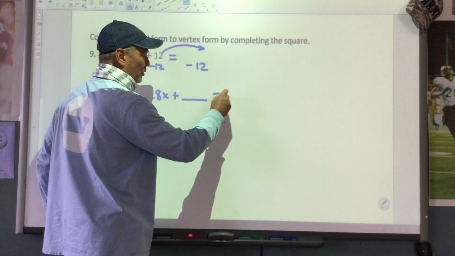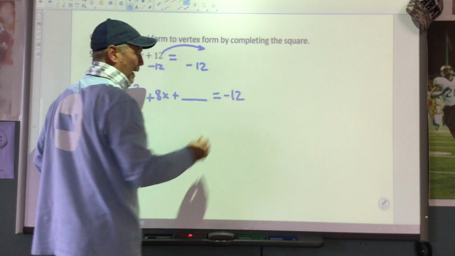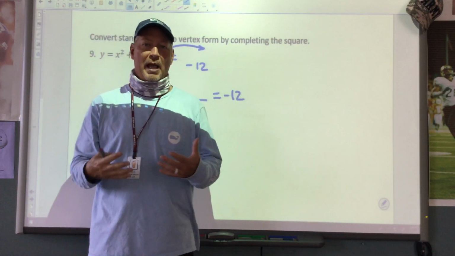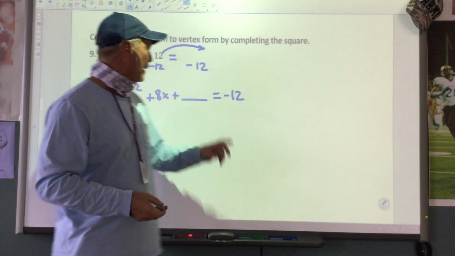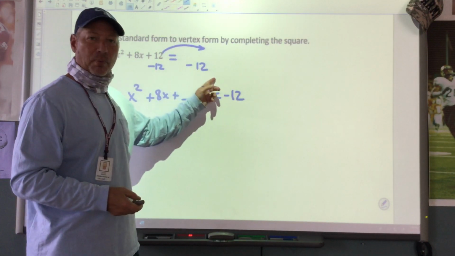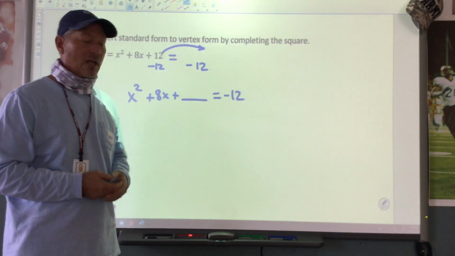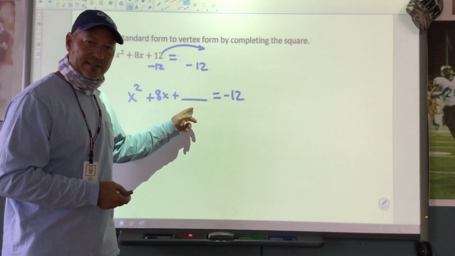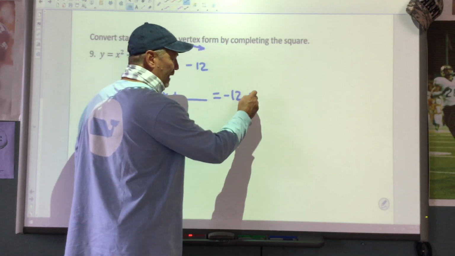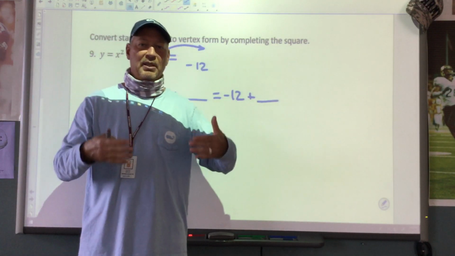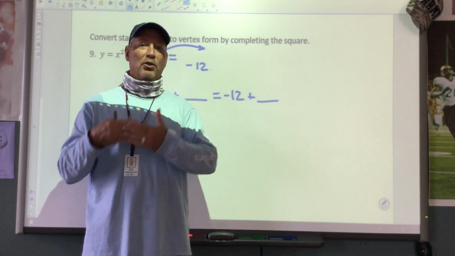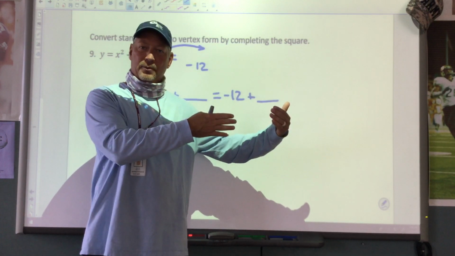We're going to say equals a negative 12. Okay? When we do math problems and we try to move stuff to the other side, notice what we did. I went minus 12 to both sides. Well, if I'm going to add something to this side, I'm going to have to add that same amount to that side. To keep the equation equal, whatever I do to one side, I must do to the other.